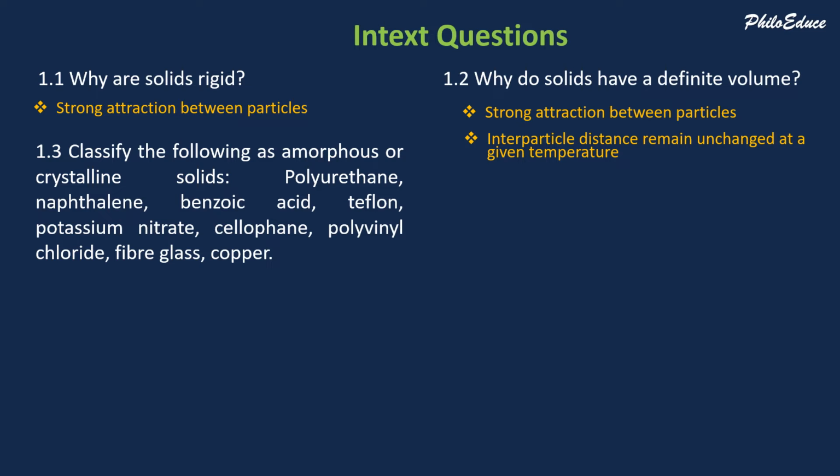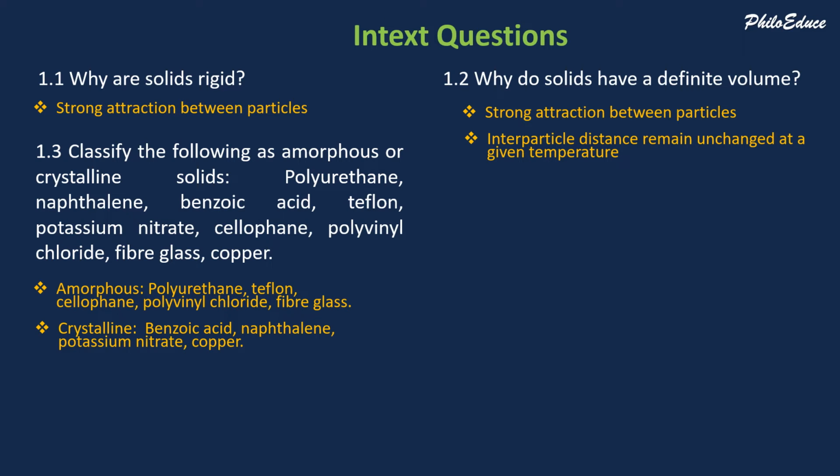Classify the following as amorphous or crystalline solids: polyurethane, naphthalene, benzoic acid, Teflon, potassium nitrate, cellophane, polyvinyl chloride, fiberglass, copper, etc. It's simple. We know that polymers are normally amorphous solids. So you can easily pick the names that start with poly, like polyurethane. Teflon is also a polymer. Cellophane, polyvinyl chloride, fiberglass. Glass is there. We know that glass is an amorphous solid.